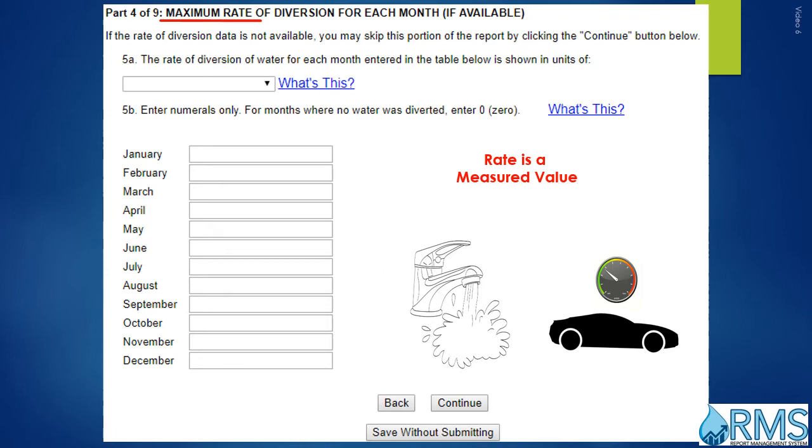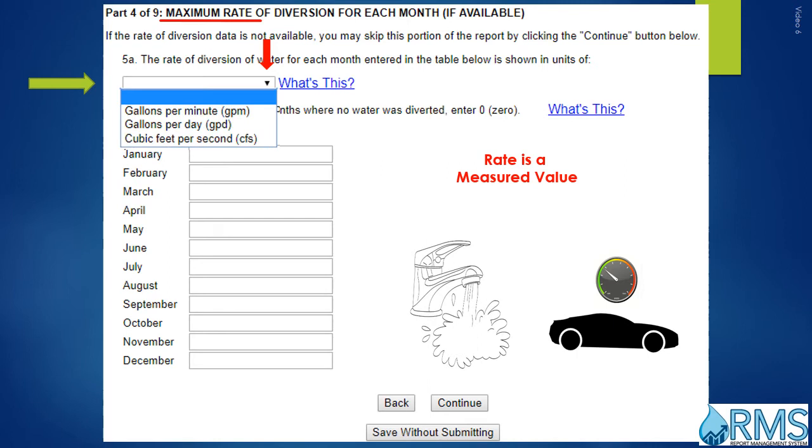Similarly, if the water flowed 75 gallons per day once during the month, this is the maximum rate of diversion to report. The first step is to select the unit of measurement. Click on the drop-down arrow to display the possible units of measurement. After selecting the correct unit for the rate of diversion, enter the diversion rate for each month. When entering the data for each month, be certain the number entered corresponds with the units that were selected on the pull-down menu.